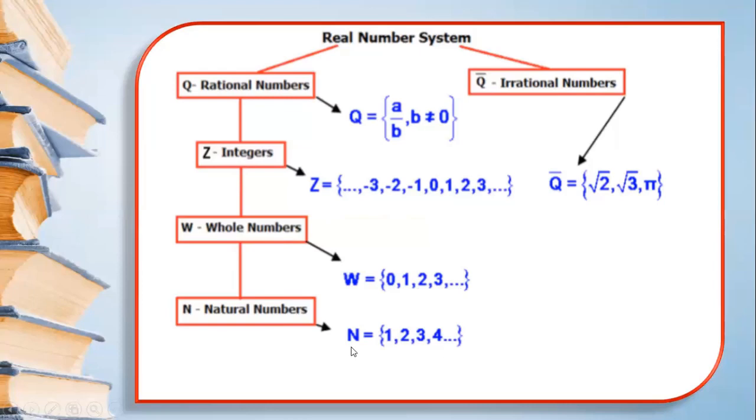and it is denoted by capital letter N. If we talk about irrational numbers, then irrational numbers are numbers in the form of roots, for example root 2, root 3, which are not perfect squares. If we take cube roots, then they should not be perfect cubes. And pi, these are irrational numbers.